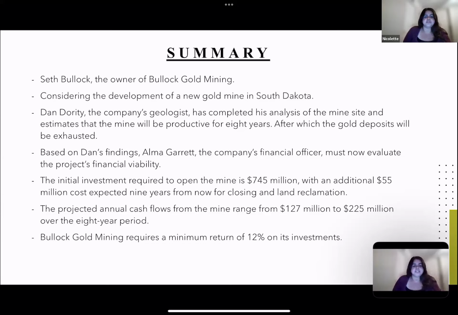The initial investment required to open the mine was $745 million, with an additional $55 million expected 9 years from now for closing and land reclamation. The projected annual cash flow for the mine ranged from $127 million to $225 million over the next 8 years. Bullock Gold Mining requires a minimum of 12% on its investments.